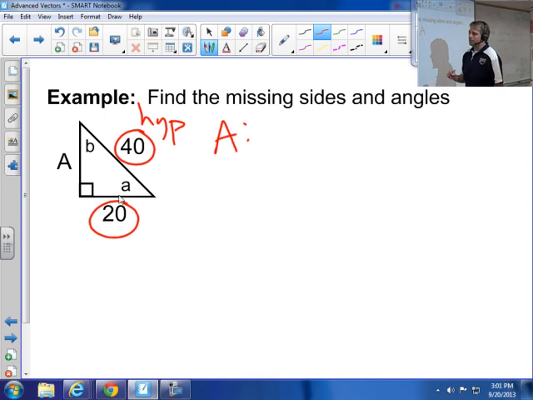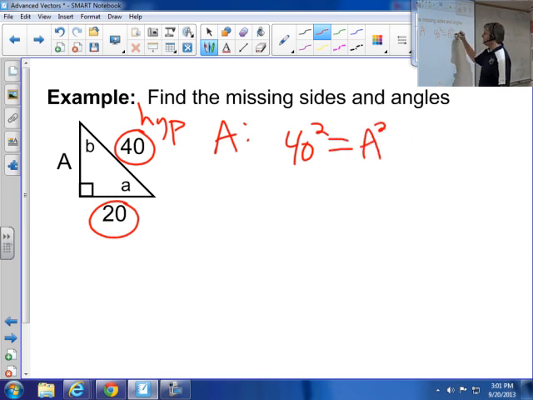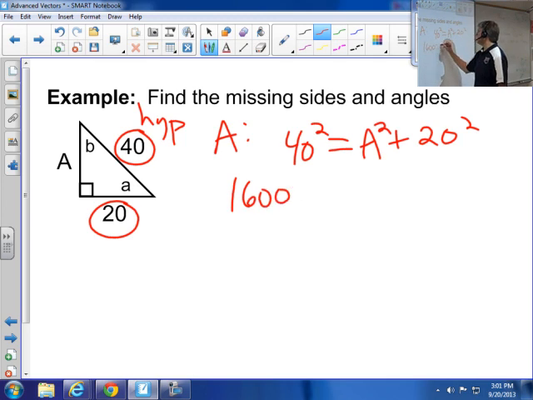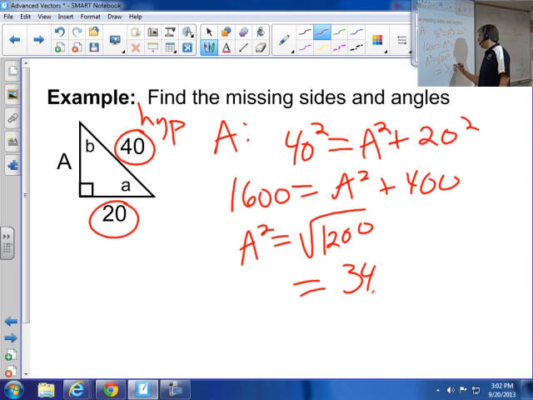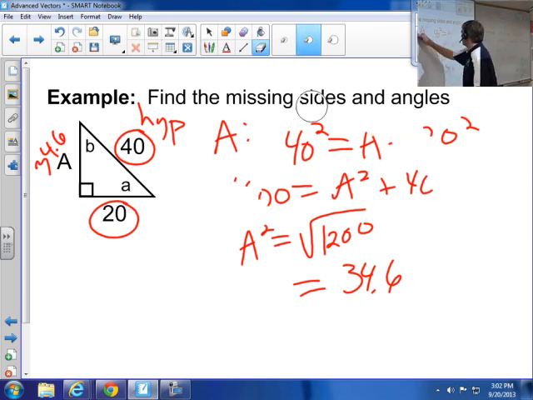To find side big A, I'm going to use the Pythagorean theorem, and I'm going to note that 40 squared, which is the hypotenuse squared, should equal big A squared plus 20 squared. This means that 1600 equals big A squared plus 400. Therefore, big A is equal to the square root of 1200, which is equal to 34.6. So I'm going to go ahead and put that here on the picture. 34.6 is big A.